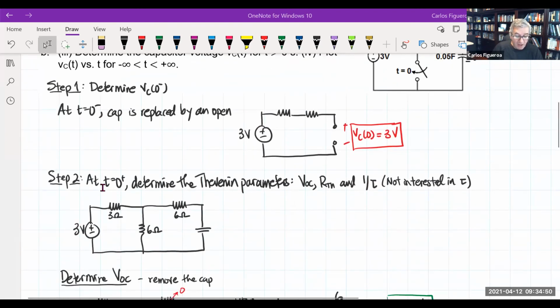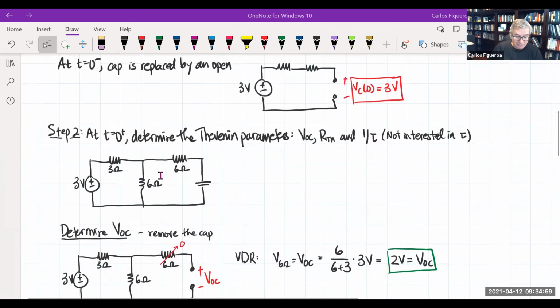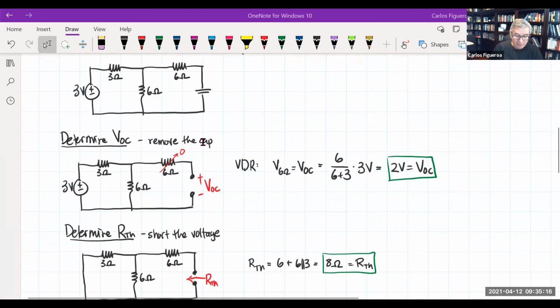Now I know what the initial voltage is, so I go to step 2. The switch is thrown now, which means the switch is closed. I now include the 6 ohm into the circuit, and here's my circuit right here. At t equals 0 plus, I determine the 3 Thevenin parameters: VOC, RTH, and 1 over tau. To determine VOC, I remove the cap. That makes this 6 ohm resistor a dead resistor, so the voltage across the 6 ohm resistor is the same as VOC. I use the voltage divider rule to get the voltage across the 6 ohm, and I end up getting 2 volts.